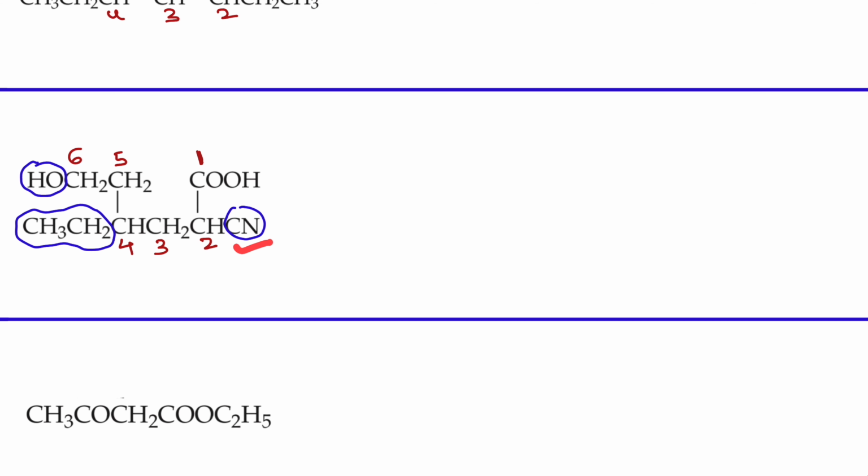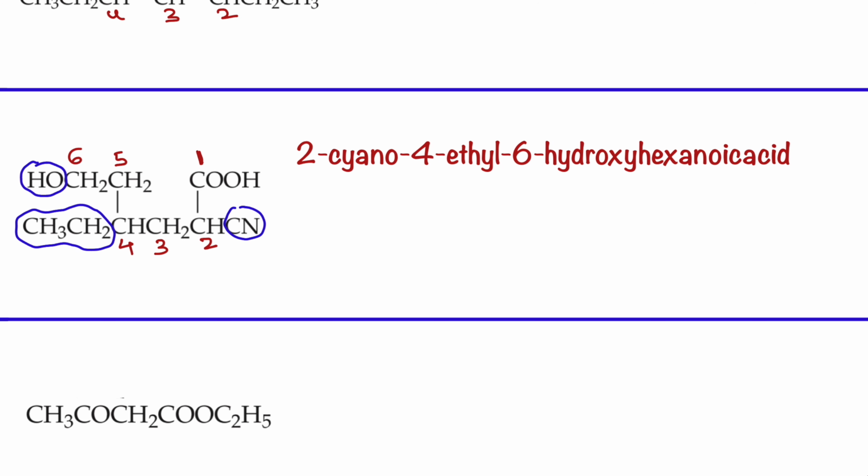So this is 2 cyano, 4 ethyl, 6 hydroxy, hexane, oic acid. Observe carefully, this carbon is part of the longest chain, so no special suffix, oic acid is correct. 2 cyano, 4 ethyl, 6 hydroxy, hexanoic acid.